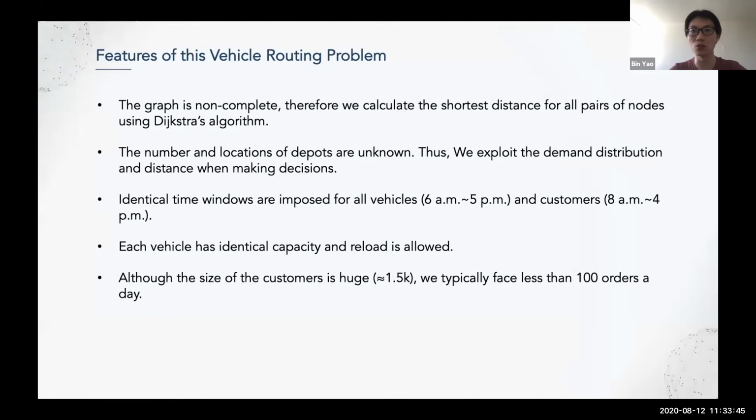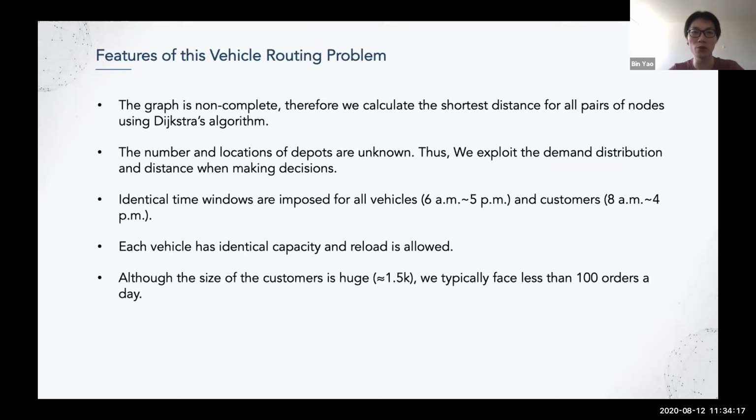Okay, so I want to first start with introducing the features of this problem. First, the graph is non-complete, so we will first calculate the shortest distance for all pairs of nodes using Dijkstra's algorithm. And second, the big part of this problem is to decide the number and locations of the depots. So we hope to utilize the statistical information when making our decisions.